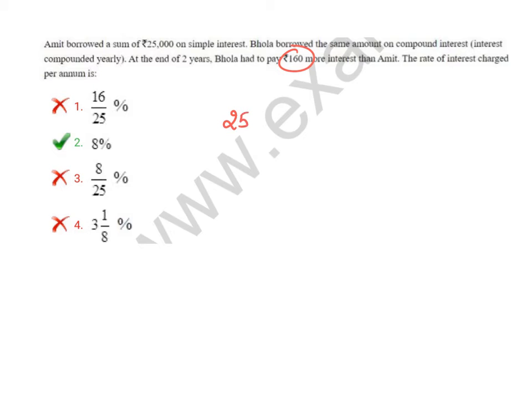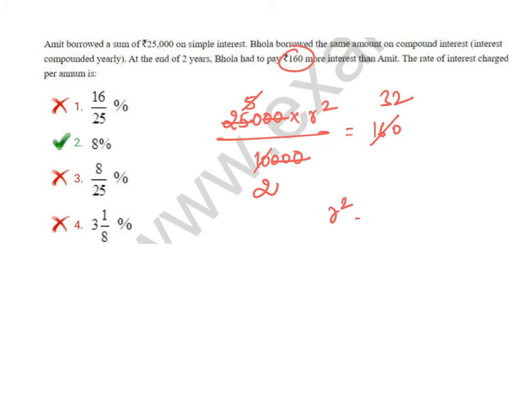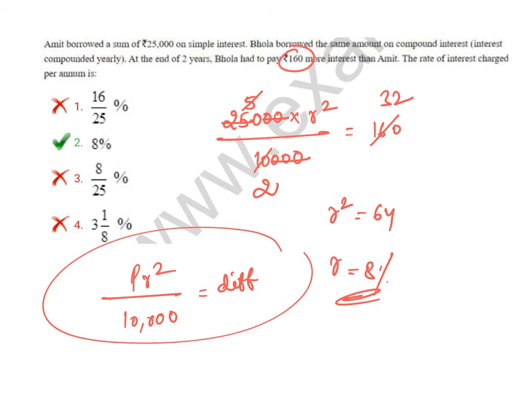So here P is the principal, 25,000 into r square by 10,000 is equal to 160. Cancel 3 zeros, 3 zeros, 5 5s are 25, 2 5s are 10. Can cancel 5, 1 5 is 5, 32 2s are 64. R square is equal to 64. Therefore, R is equal to 8%. Simply use the formula P r square by 10,000 for the difference between simple interest and compound interest. That's a very simple formula.